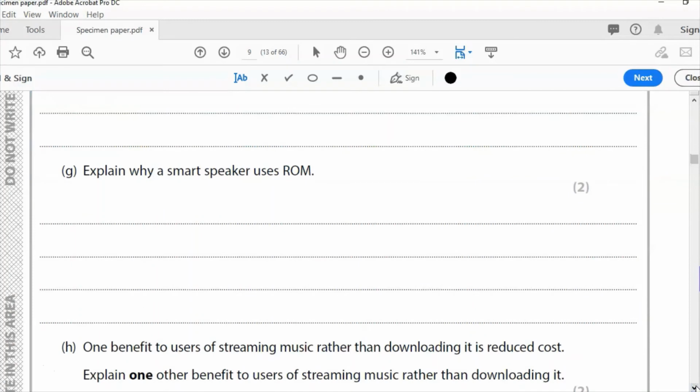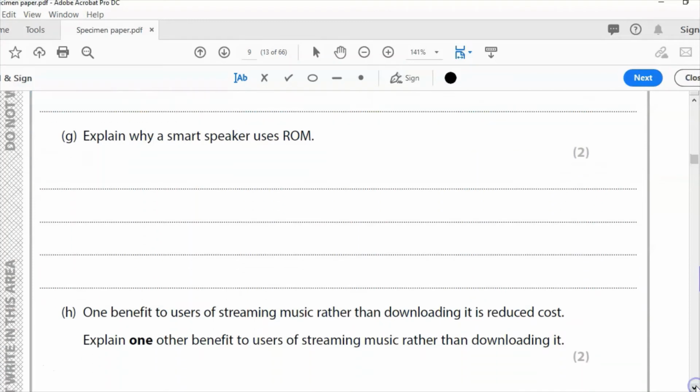G, explain why a smart speaker uses ROM. 2 marks. What does it use ROM for? It uses ROM, read-only memory, to store its system software that is built in the factory. It's firmware that cannot be changed. So read-only memory is produced in the factory and cannot be changed. It does not need to be changed.